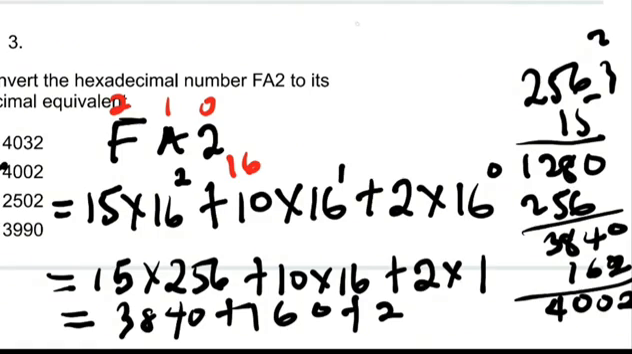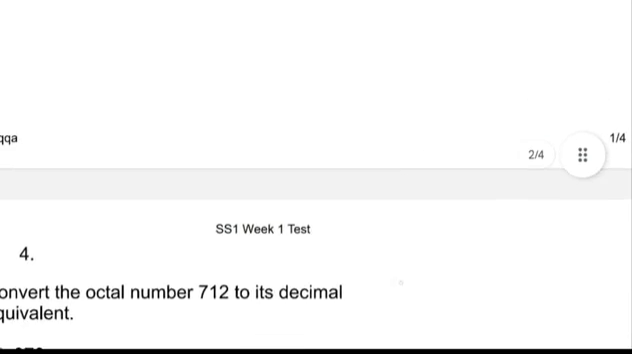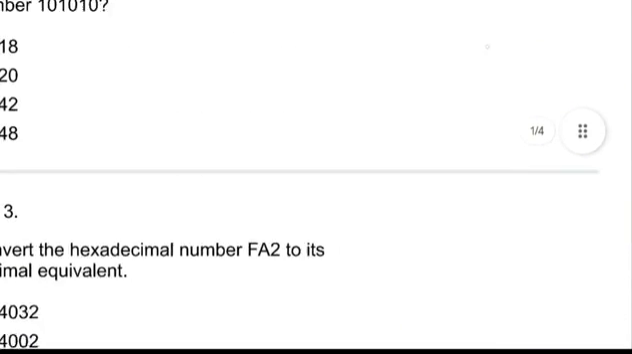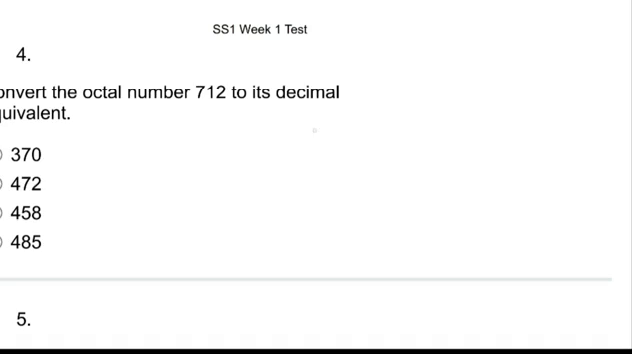So move to the next one. Number 4, convert the octal number 712 to its decimal equivalent. So we want to convert this to decimal as well. So this is 712. I think I've done this before. Let me check. Alright, we've not done it.